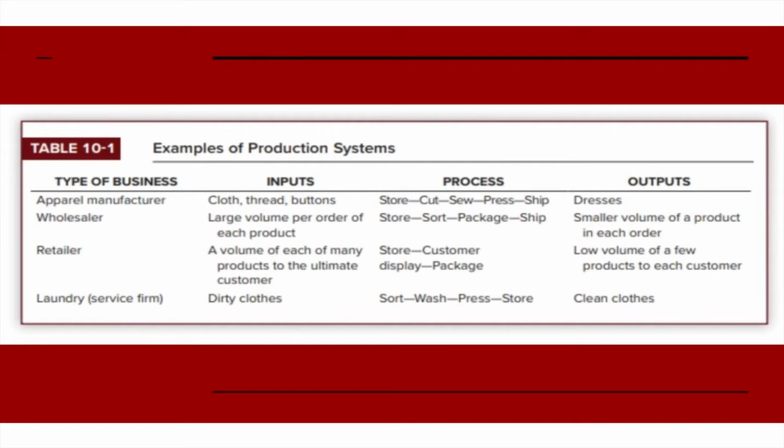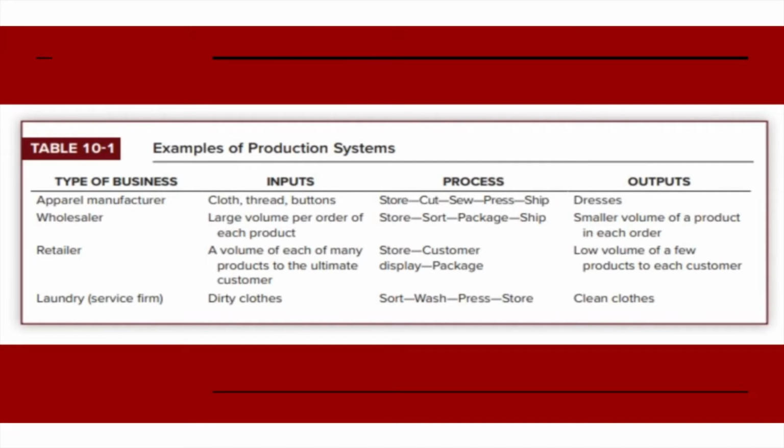And we could also think about a laundry, which is a service firm. Now, service firms don't make anything, but they would take the shirts, dirty shirts for example, sort them, wash them, press them, store them, and their output is clean clothes. So no matter what type of business it is, whether it's the raw manufacturer, the wholesaler, the retailer, or the service firm, you can use this input, process, output rationale. And what we need to be able to do is to break the system down in terms of operations. Our job is to logically break the system down into what are the inputs, what are the processes, and what order those processes would fall in.